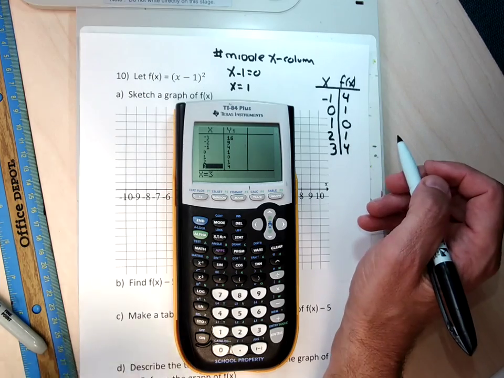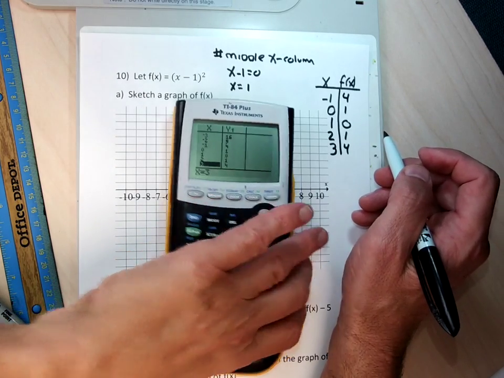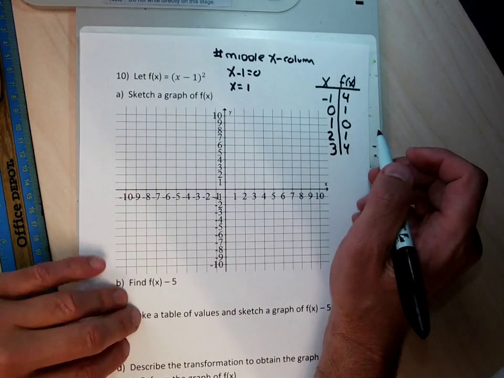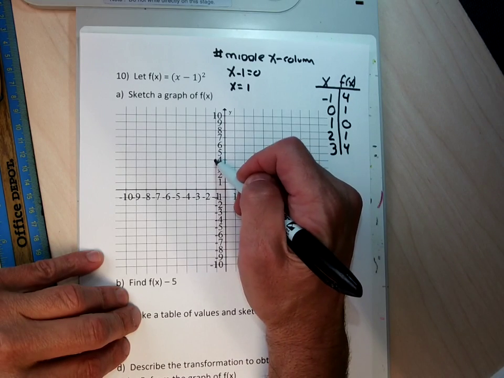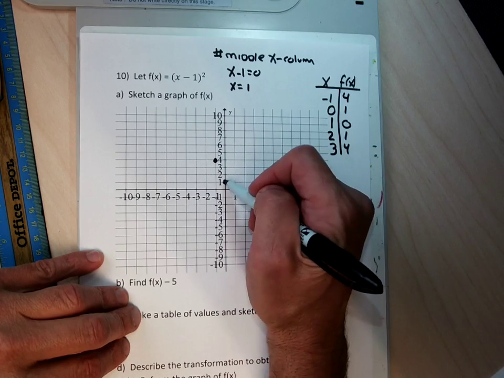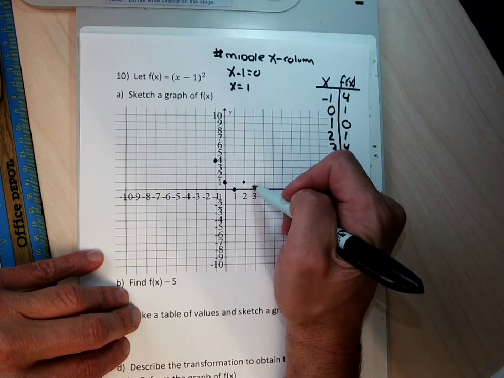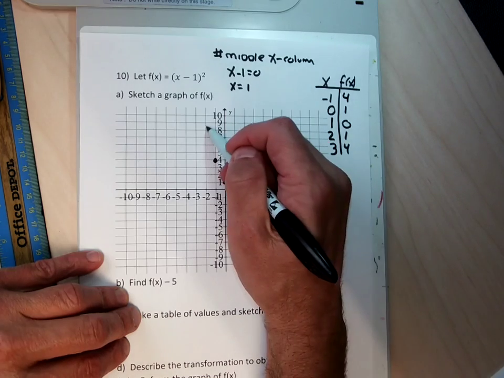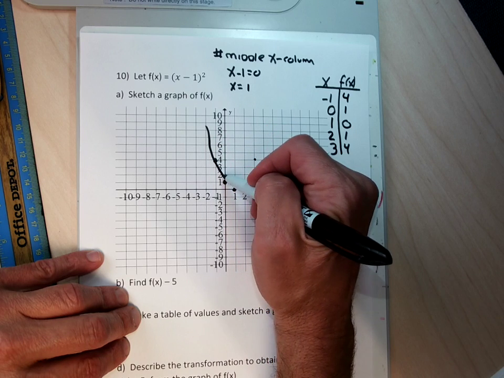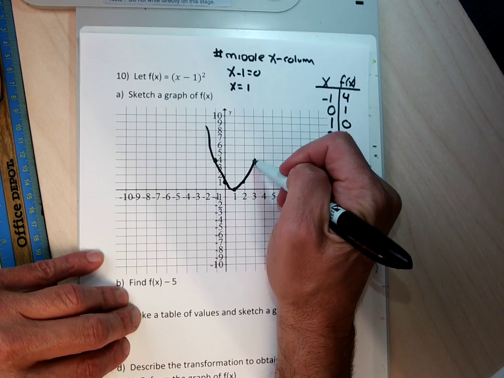So I'm going to do my graph. It's going to be a parabola. It's a u as opposed to a v. When you have an absolute value, you get a v. When you have a square, you get a u. So plotting my points the best I can, which really is not that good. So here's the initial graph. It's a nice parabola.